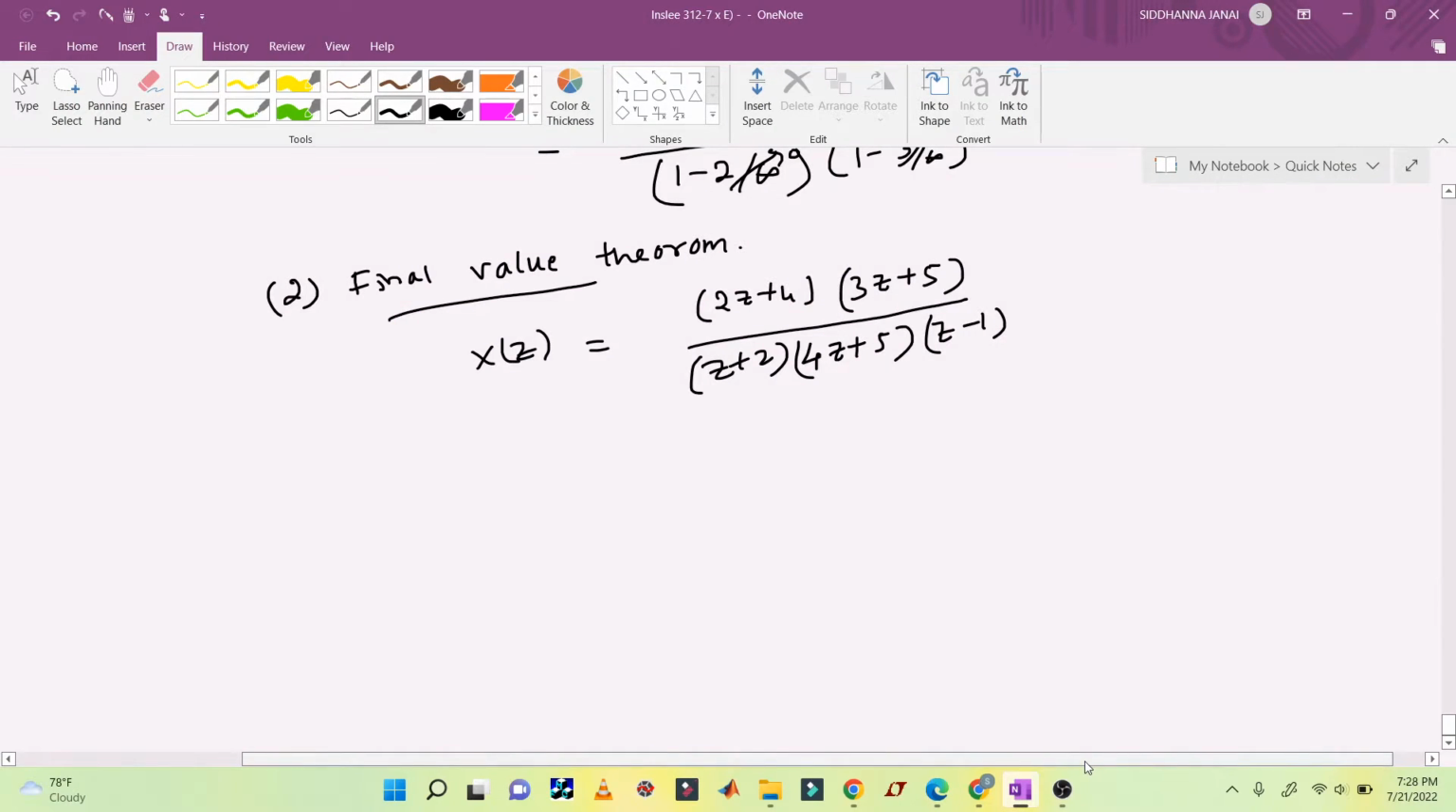Now, what is the final value? Final value of the given function will be x of infinity. Initial value was x of 0. Final value will be x of infinity. So here the limit is z tends to 1 of z minus 1 times x of z. This is the equation. So let us substitute what x of z is given.